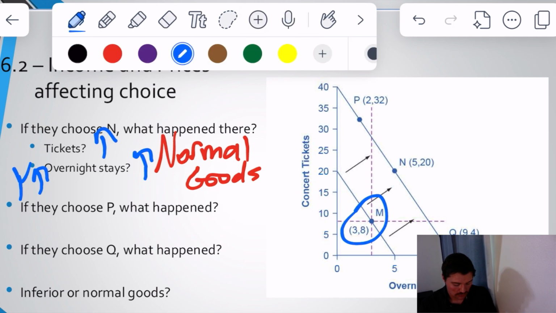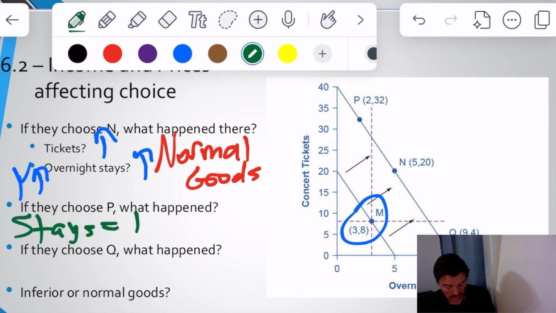Now, what's special about point P is you are buying more tickets, but you are buying less overnight stays. So in this case, we would say that the overnight stays are an inferior good. That is a possibility. The consumer got more money, but then they bought less of the overnight stays. So that is your inferior good.